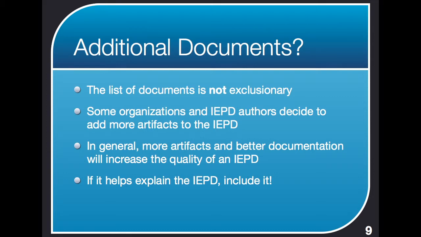Because in general, the more artifacts and the better documentation, the better the quality of the IEPD. If you've got something that helps explain the IEPD, include it. Include it in the IEPD. There's no real cost to that unless it's some trillion terabyte size file. There's no reason not to add it. So the more the better. If you've got information that makes the IEPD better, then add it to the IEPD. Don't treat the list of artifacts as some sort of exclusionary list.